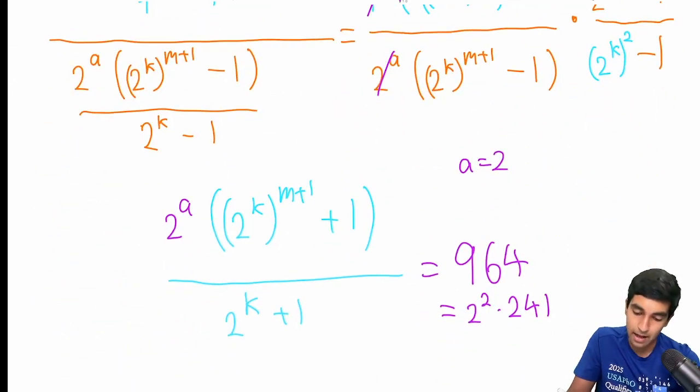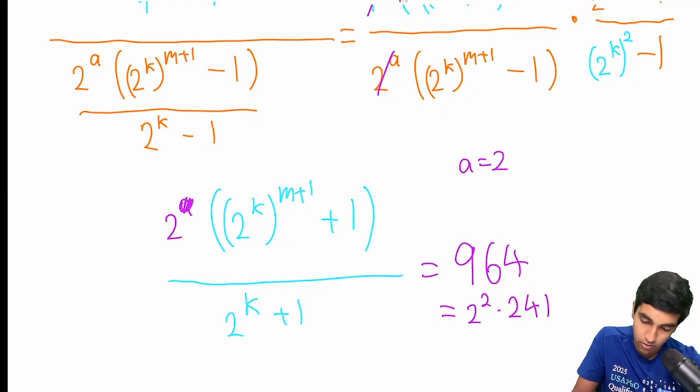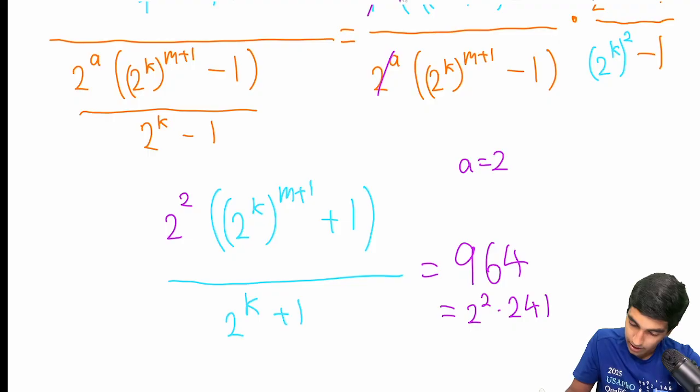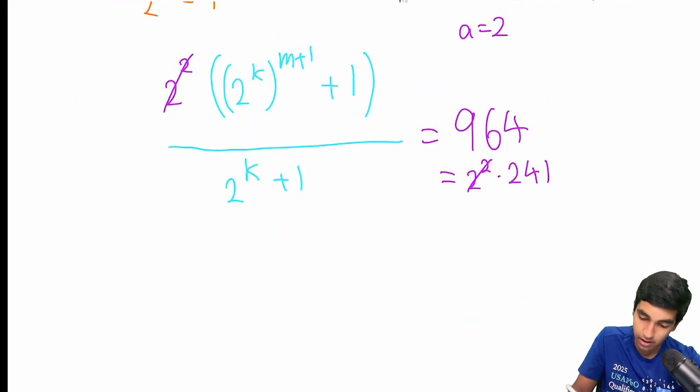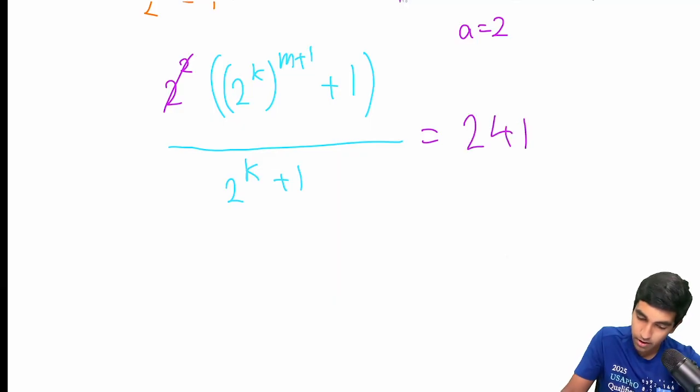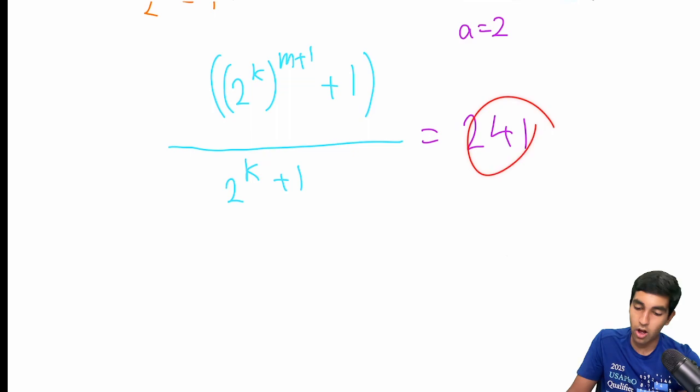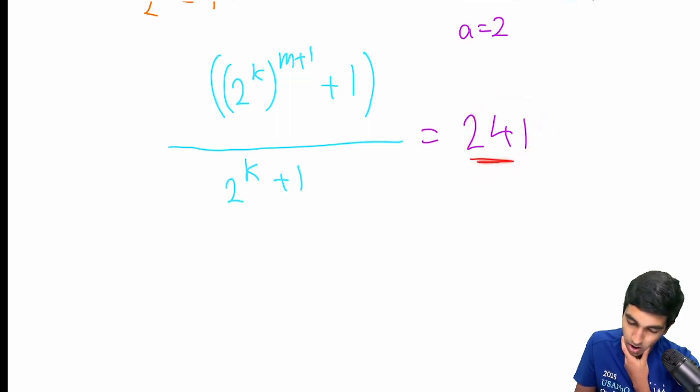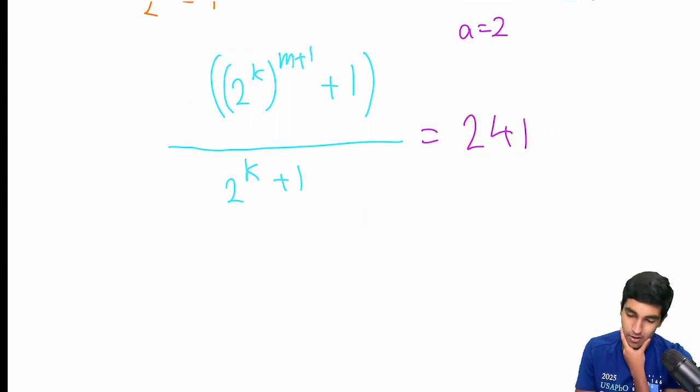We're trying to find k and m. So now let's just say this is 2, it has to be 2. And now we can cancel out 2 squared from both sides to get 241, and then we have this. Okay, now we're good, right? Because this is odd, this is odd. But still, 241 equals this. How are we going to figure this one out?